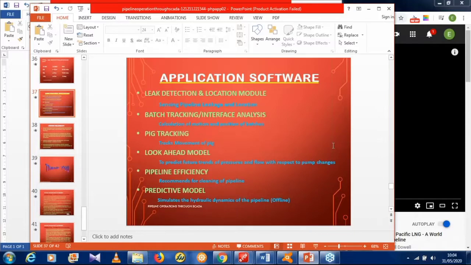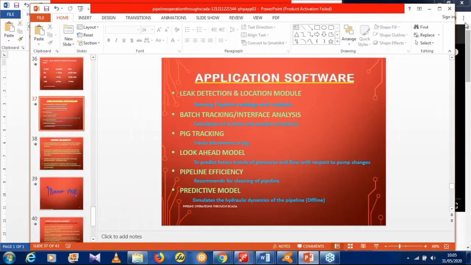Okay. In our previous class, we got talking about pipeline operation through SCADA, and we explained what SCADA means. We looked at different scenarios in SCADA, and then we went on to also give some assignments that I believe by now you must have all submitted. If that's not the case, well, you won't blame anybody for that.